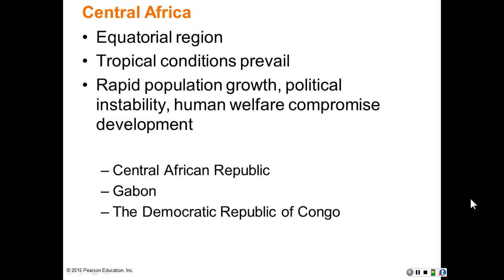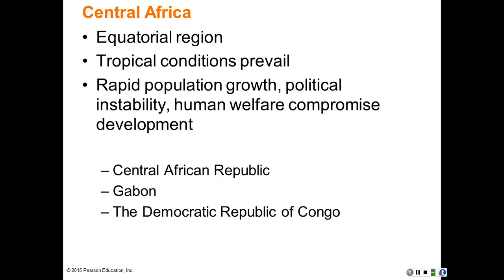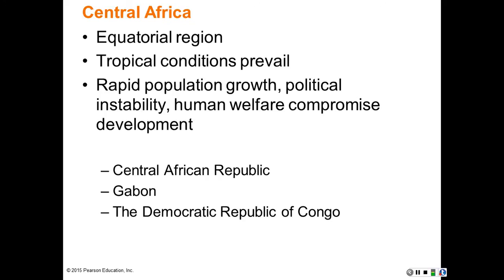The second subregion of Africa south of the Sahara discussed in this lecture will be Central Africa. This is the equatorial region, and tropical conditions prevail. There is rapid population growth, political instability, and human welfare compromise. All these things compromise development. In this particular region, we'll discuss the countries of Central African Republic, Gabon, and the Democratic Republic of Congo.